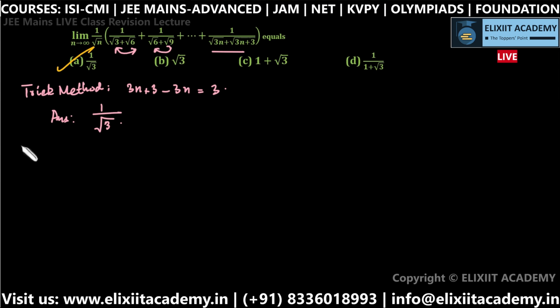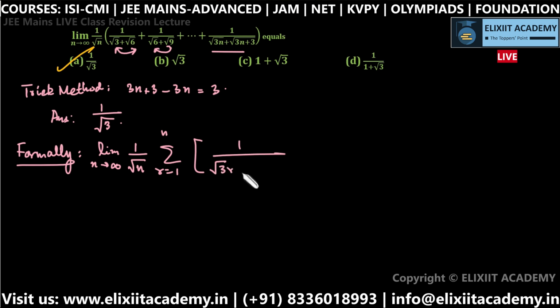Okay, so now let us solve this formally. There are lots of ways to solve this question, so I'll use one standard method. First we have limit n tends to infinity, 1 upon root n. Let us try to represent this in terms of summation, r equals 1 to n, 1 upon root 3r plus root of 3r plus 3. In terms of summation, we can represent this entire sum in this manner. So from this we have limit n tends to infinity, 1 upon root n, summation r equals 1 to n.